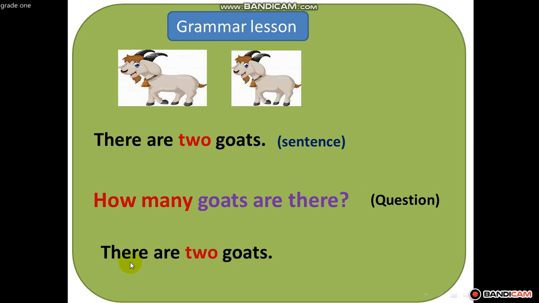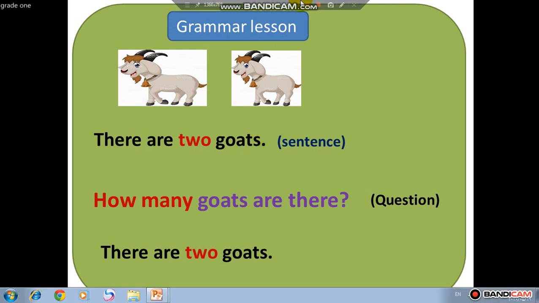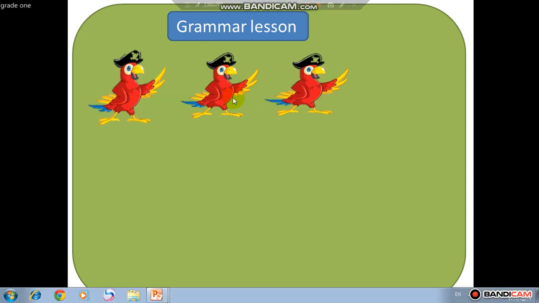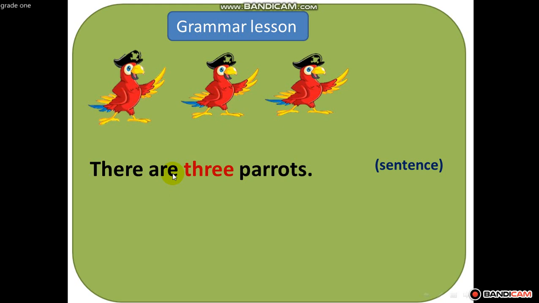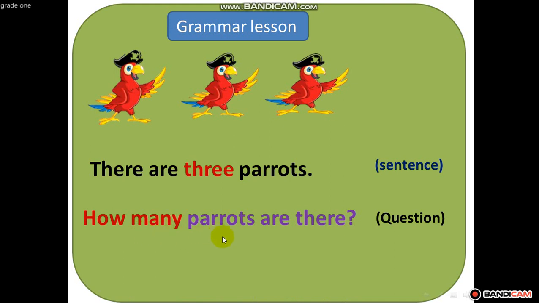So we have to say there are 2 goats. So how many parrots are there? Let's count. 1, 2, 3. If I'm going to make a sentence, we're going to say there are 3 parrots. So this is a sentence. If you want to make a question, we have to say how many parrots are there? We have to put the plural s after the noun.